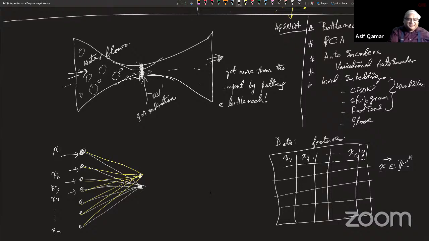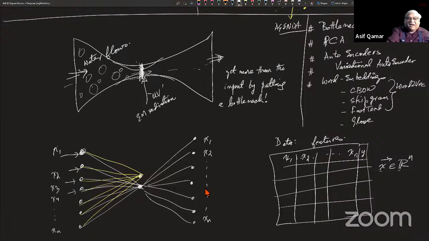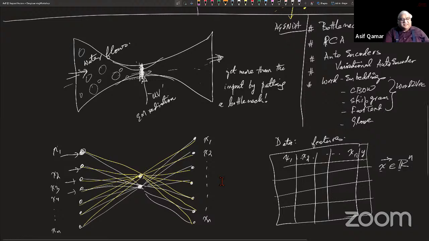Now, this is not your output layer. This is something very interesting. Now you create an output layer of the same size, for whatever reason, and we'll see why. x1, x2, up to xn, and you do the same game. You fan it out back to this, and we'll see why we want to do this. So you see that you've created a big bottleneck in between.